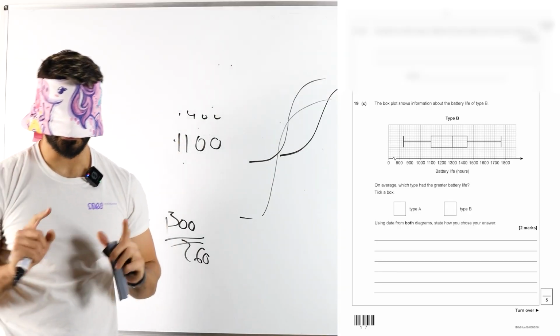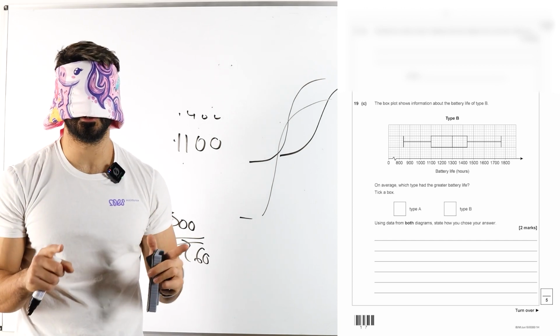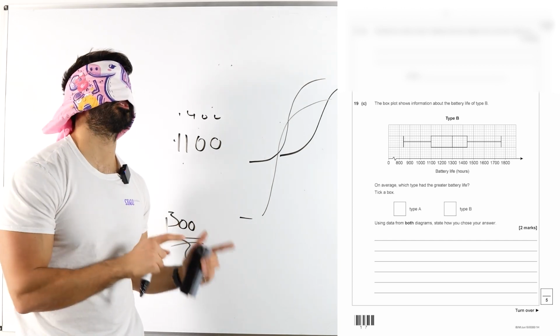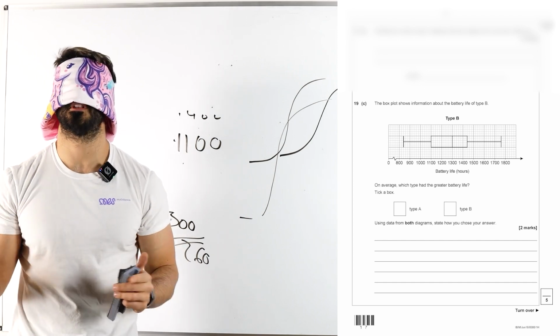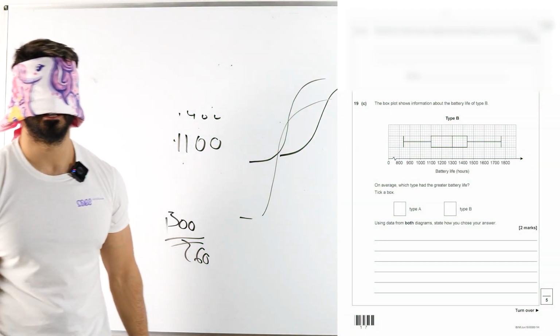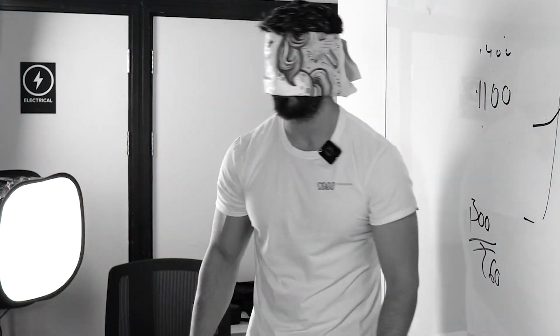The answer is battery B, because the median of 1,300 is larger than 1,260, so it has a longer battery life on average. Boom! That's exactly how I explained it to my GCSE students.